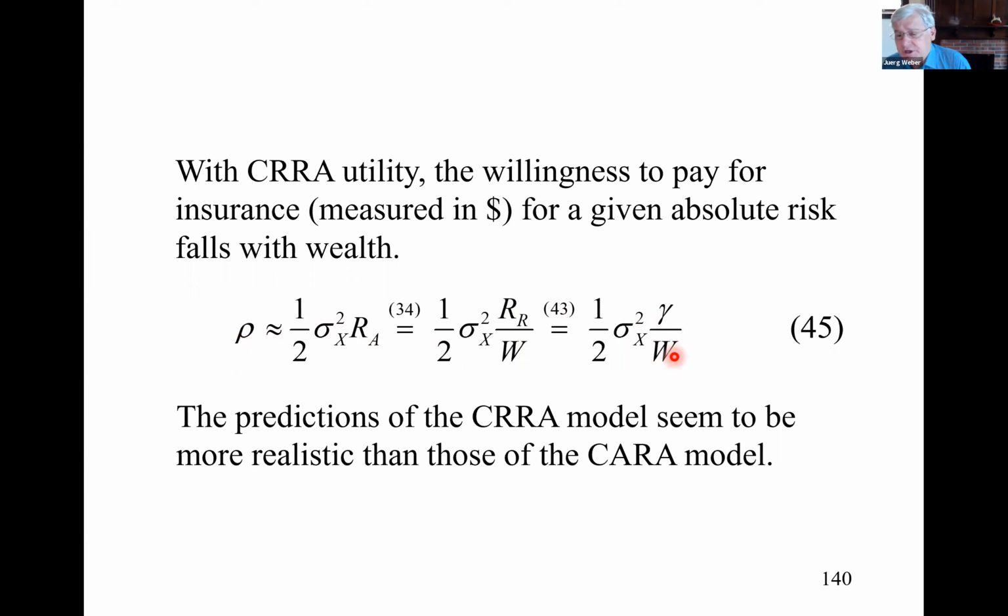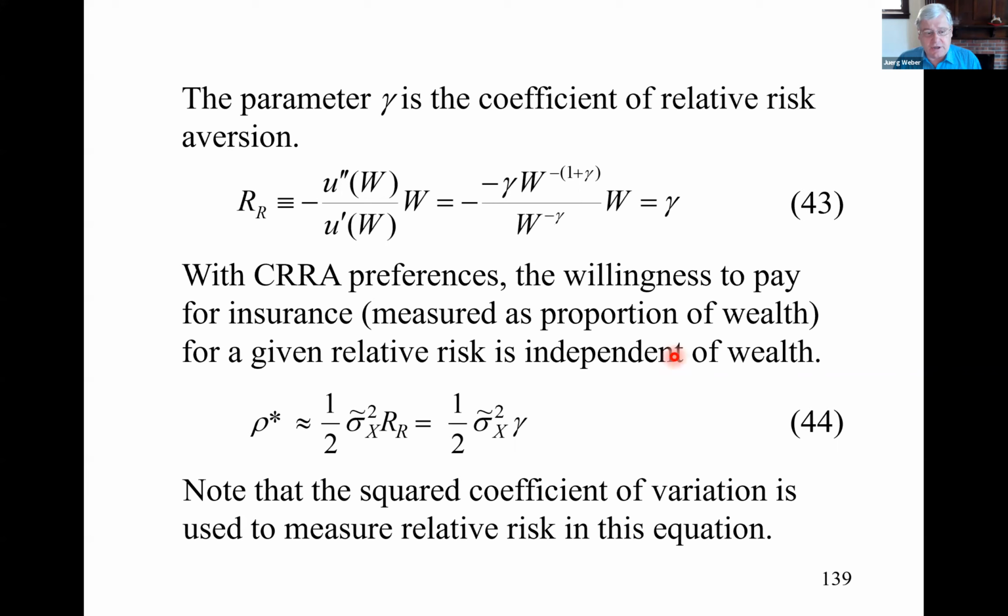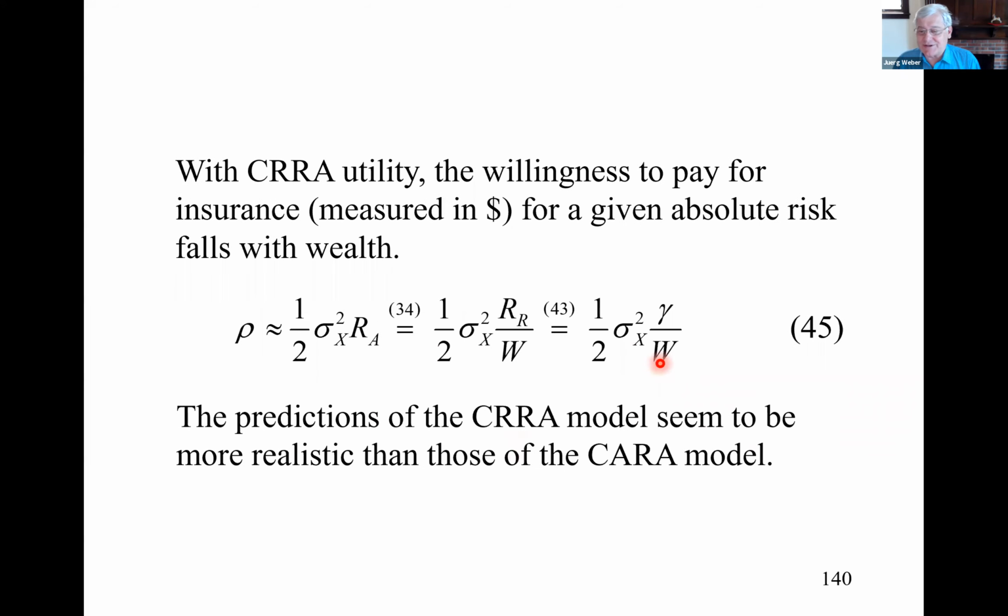So in dollar terms, Bill Gates will buy less insurance. He does not worry about his buggy of $10,000. But in relative terms, losing 10% of wealth, Bill Gates also will worry about it. Okay, so here actually wealth does not matter. Okay, that's not so easy to see. Okay, so give this a bit of thought. So the predictions of the constant relative risk aversion model seem to be more realistic than the ones of the CARA model.